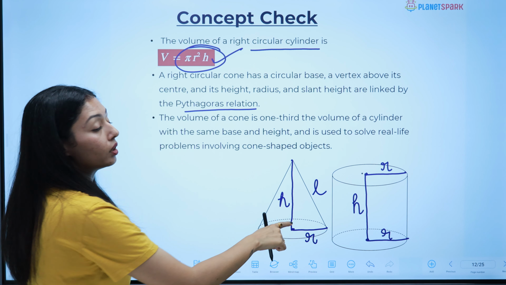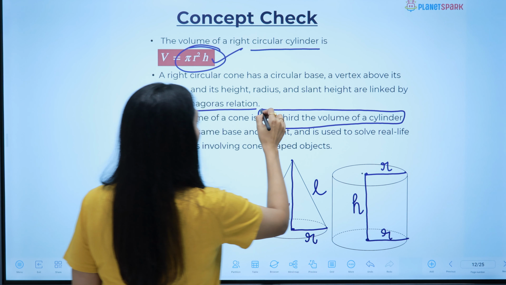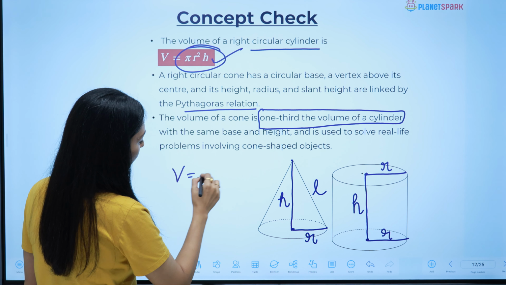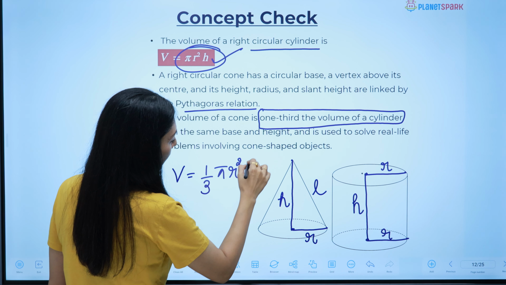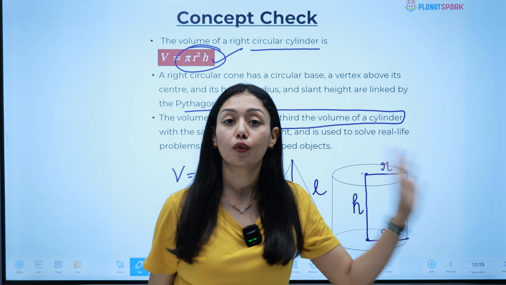And volume of cone, that is 1/3 of the volume of a cylinder. So if that is the volume for a cylinder, cone के लिए क्या formula होगा? Yes everybody, 1/3 pi r square h, and that's it. You are done with the concept of volume.